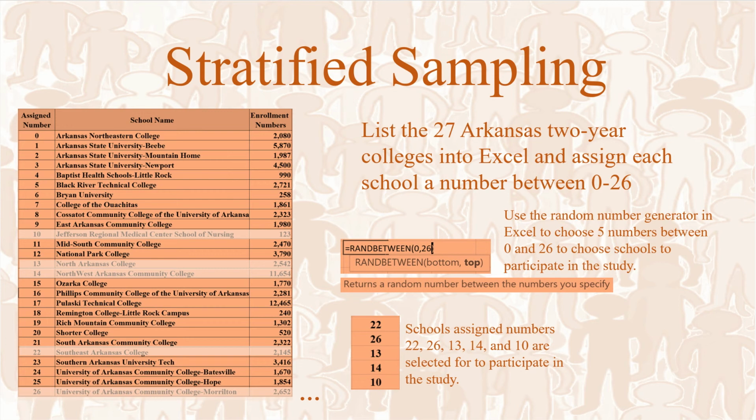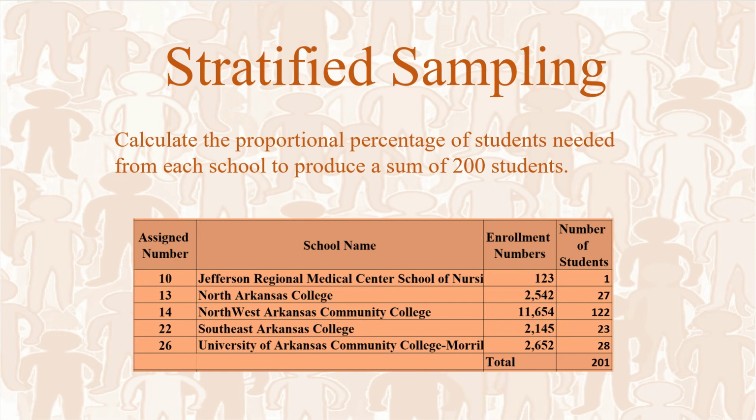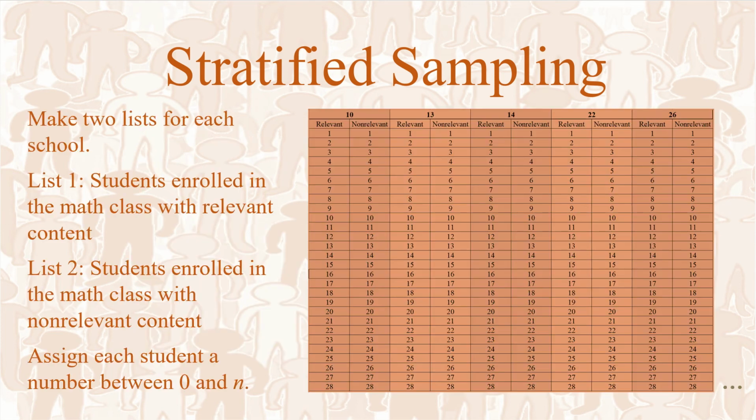Excel chose schools assigned to numbers 22, 26, 13, 14, and 10 to participate in this study. Use Excel to calculate the proportional percentage of students needed from each school to produce a sum of 200 students.